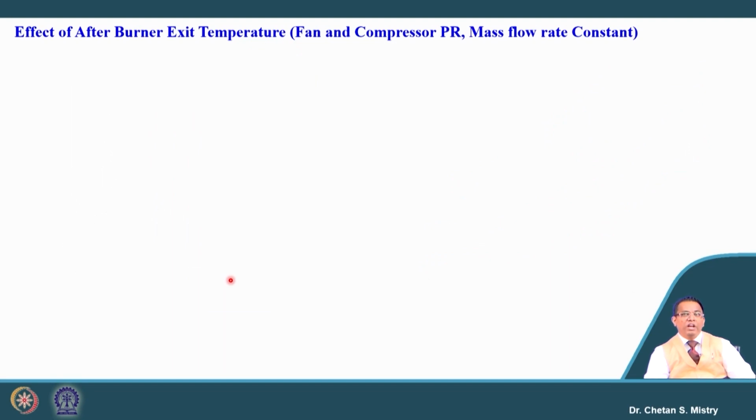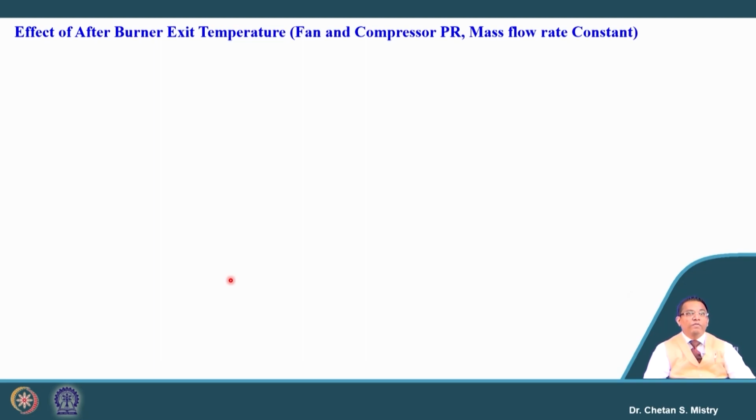So, we will try to discuss the effect of afterburner exit temperature. So, you will say if I want to increase the thrust, for that we need to increase my enthalpy at the entry of my nozzle, and in order to increase that enthalpy you need to inject more fuel in our afterburner, and that is how we are increasing our afterburner temperature.